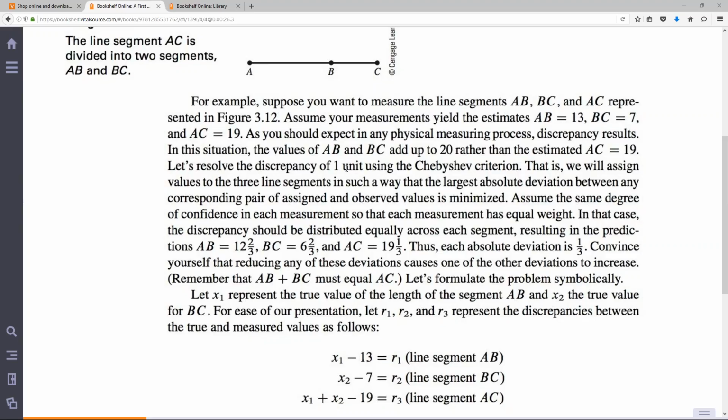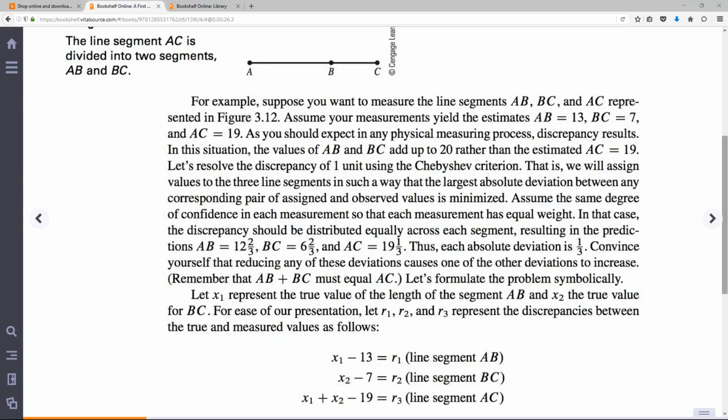The discrepancy is one, so we can subtract a third from AB and BC and add 1/3 to AC, so that we can make this relationship have no more measurement error, right? So each absolute deviation is 1/3. Convince yourself that reducing any of these deviations causes one of the other deviations to increase, so that we have this relationship.